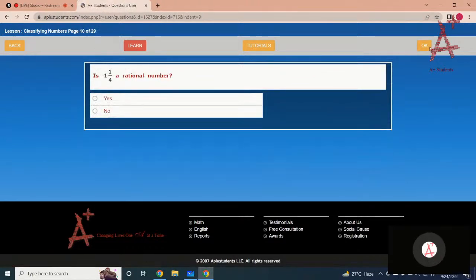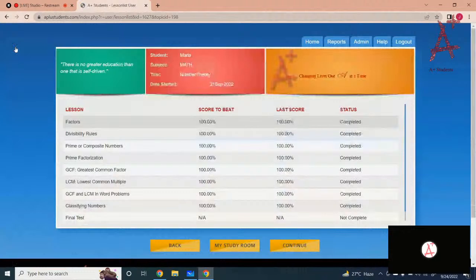Okay, so that's all for today. We did 4 of the lessons today. You can find these lessons on aplusstudents.com. You have to log in using your email address and password, then select math as a subject, and scroll down to grade 8. We are on the very first chapter, number theory. The 4 lessons are prime factorization, greatest common factor GCF, lowest common multiple LCM, and then classifying numbers.